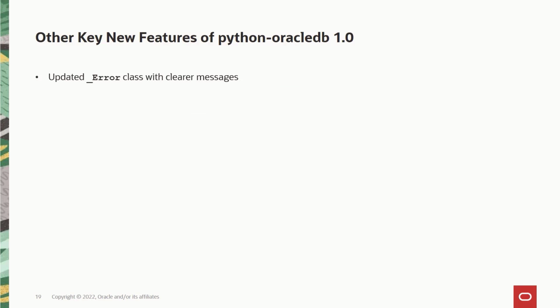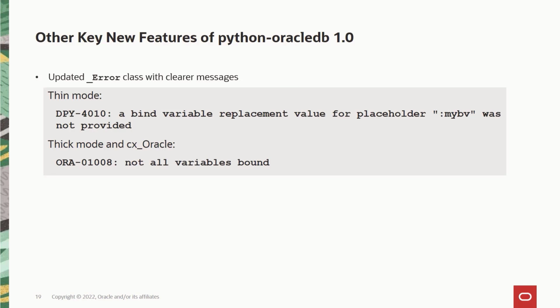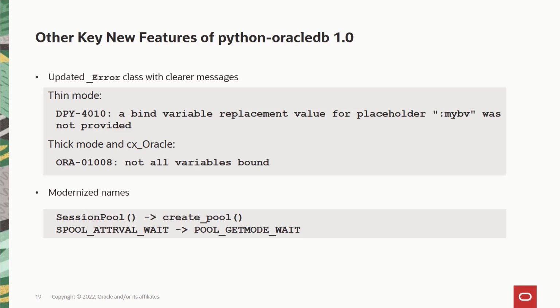We have also got better error messages. For example, binding now tells you the actual placeholder which does not have a corresponding value in case of an error. Python Oracle DB has also introduced modernized names for certain functions and attributes which are much more developer friendly. For example, we have improved the pool creation function and attribute names. However, note that the old names of the functions and attributes can still be used in Python Oracle DB.